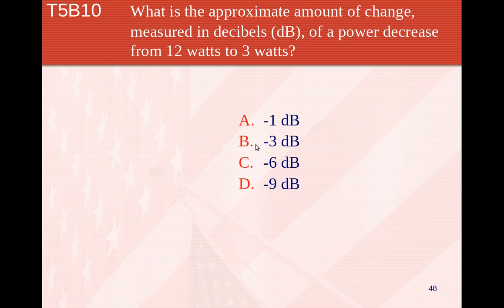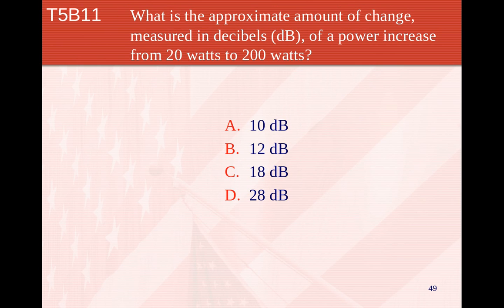What's the approximate amount of change measured in decibels of the power decrease from 12 to 3 watts? Negative 6 dB. That's a factor of 4. So divide by 4, or multiply by 4. If it's minus 6 dB, divide it by 4. If it's plus 6 dB, multiply it by 4. What is the approximate amount of change in decibels of the power increase from 20 to 200 watts? That's 10 dB.